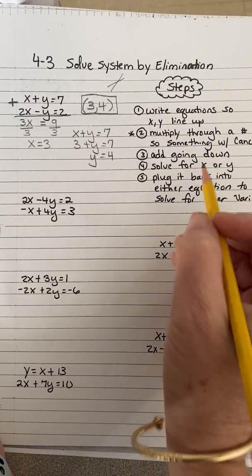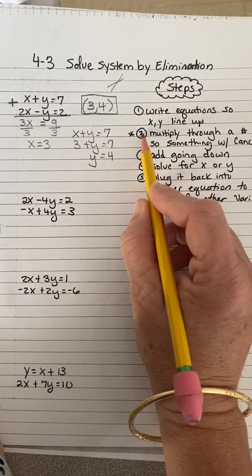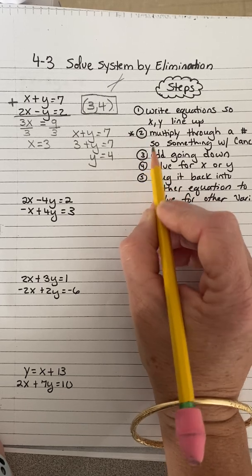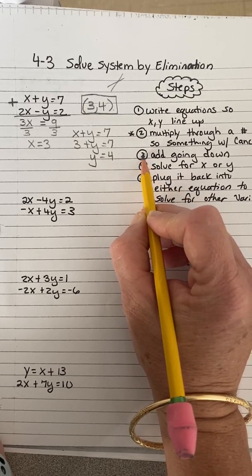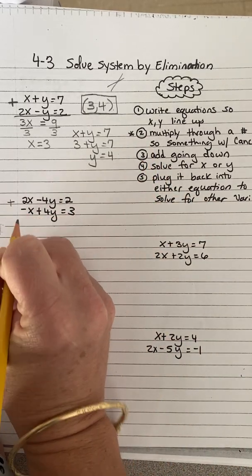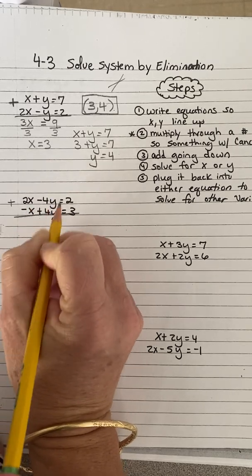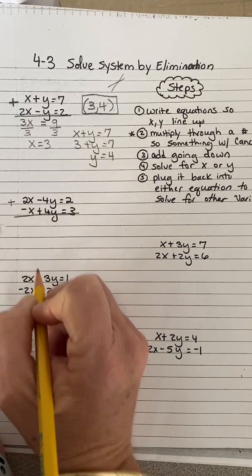Okay, good. That means I can proceed. I don't have to skip step 2 yet. I'm going to go down to step 3. So I'm going to add. And I can do that because everything's lined up and this is going to end up canceling out.